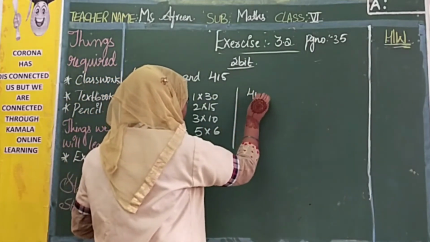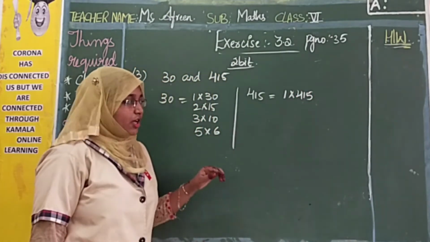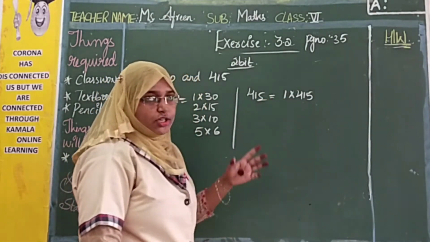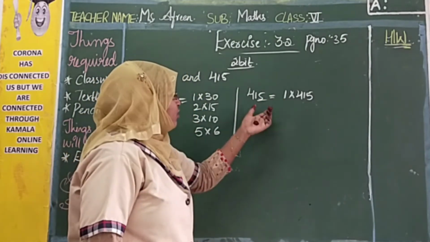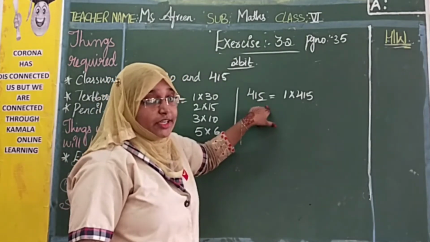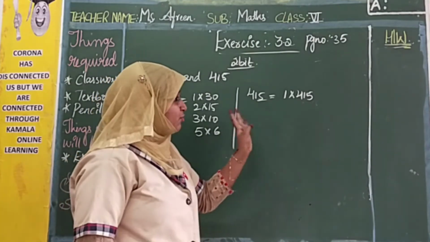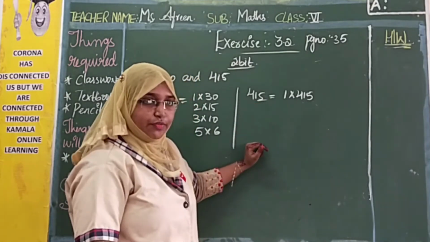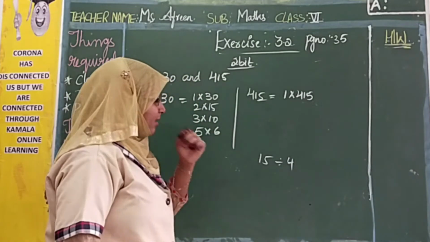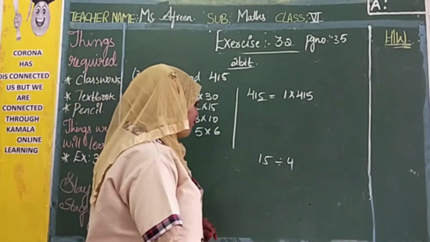Next is 415. So 1 into 415 is 415. Now what is the rule for 2? The last digit should be even. Here it is 5, so it is not satisfying rule 2. For 3, the digit sum: 4 plus 1, 5. 5 plus 5, 10. But 10 is not divisible by 3 because 3 3s are 9. So that is also not there. Next let us move to 4. 15, is 15 divisible by 4? 4 4s are 16, 4 3s are 12. So it is not satisfying rule 4.